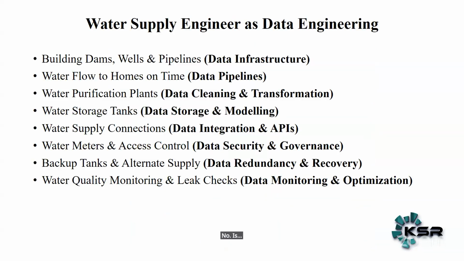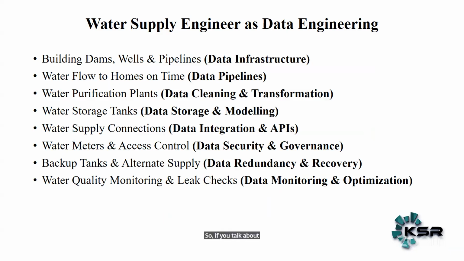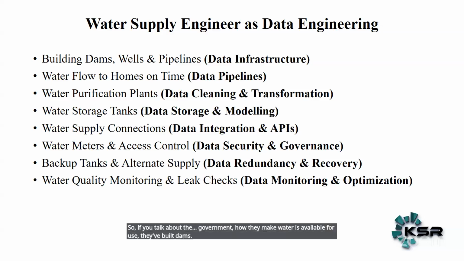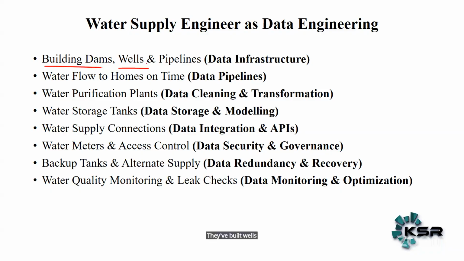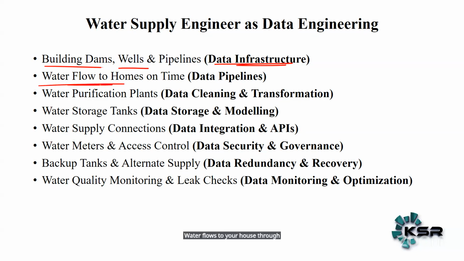Now, how I'm relating this knowledge of water pipes and water flow, as a data engineer, is this. If you talk about the government, how they make water available for use, they've built dams, wells, and lakes. We are going to do the same thing, but the name we give it is data infrastructure. Water flows to your house through pipes on time. What we are going to do is data pipelines.